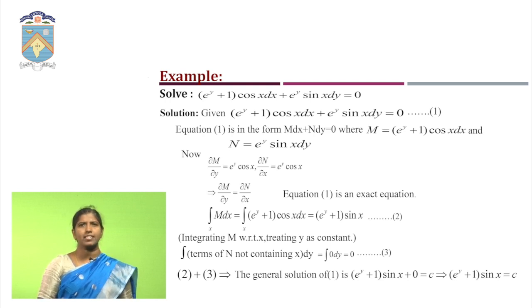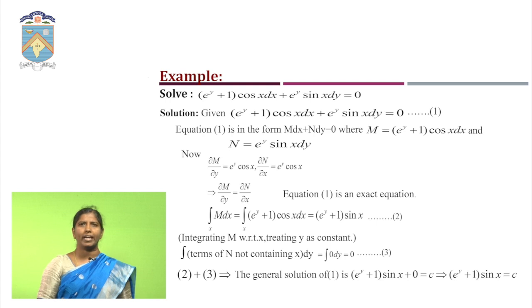So when it is an exact differential equation, we will be integrating M. What is M here? (e^y + 1) cos x dx. We will be integrating with respect to x. So integrating with respect to x, we will be getting here (e^y + 1) as constant, and the integral of cos x dx is nothing but sin x.